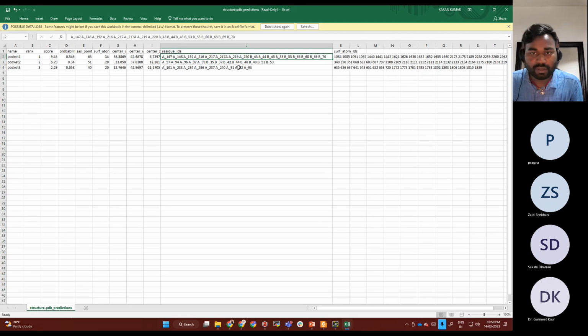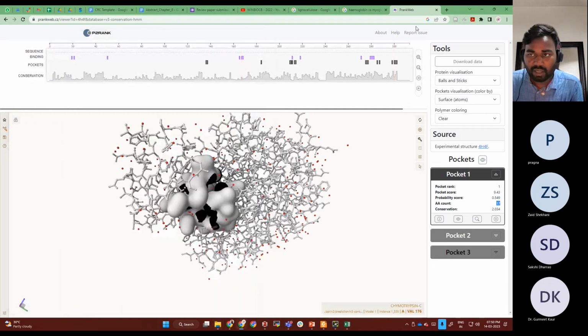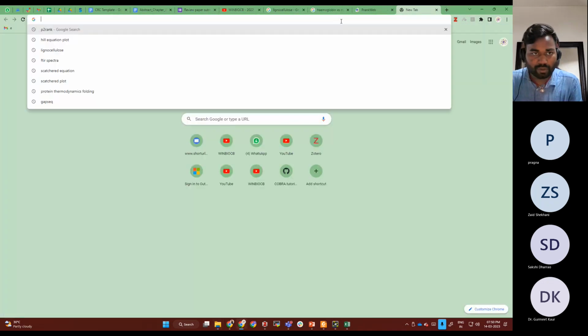So once you get this binding pocket data, around this binding pocket you will create a grid box and then you will do a docking. So what is the docking protocol? I will show you a docking protocol here.